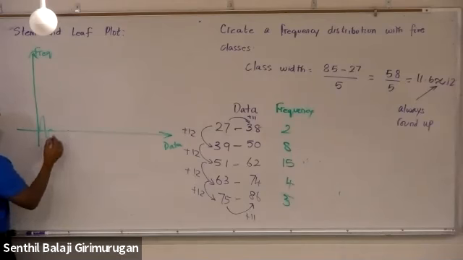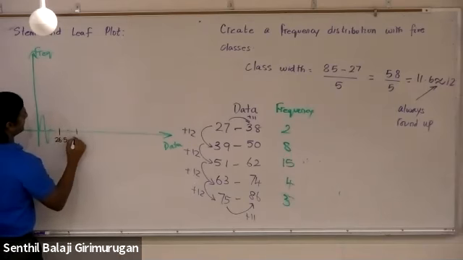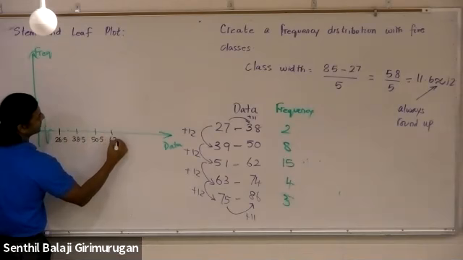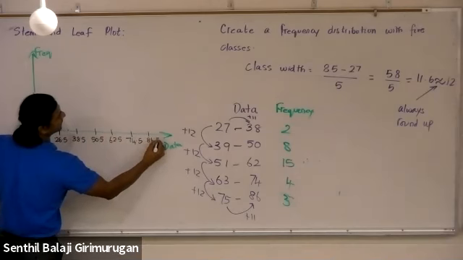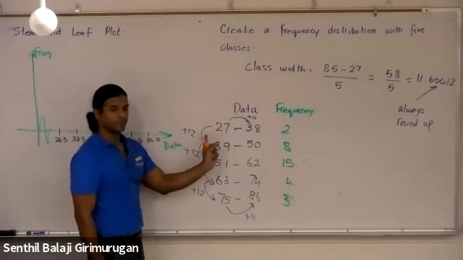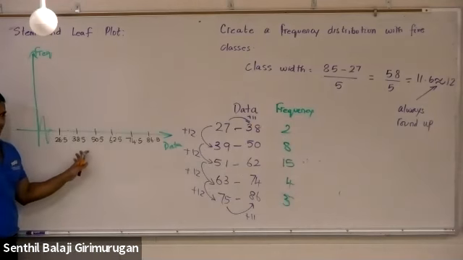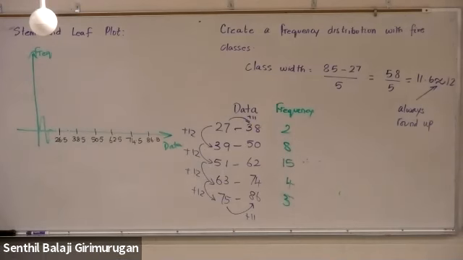27 minus 0.5 is 26.5. 38.5. 13.5. 62.5. 74.5. 86.5. Subtract 0.5 from 27, 26.5. Add 0.5 to 38, 38.5. Do the same thing till the very end. Those are the 5 classes that we can have.